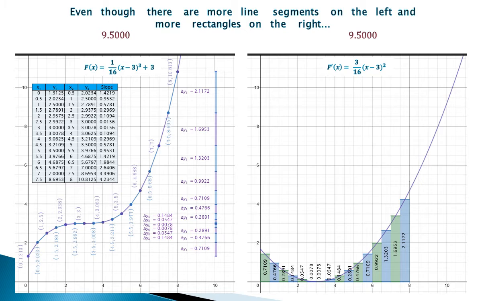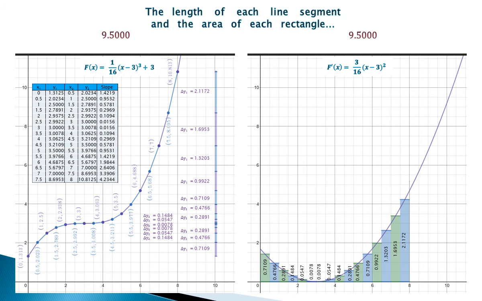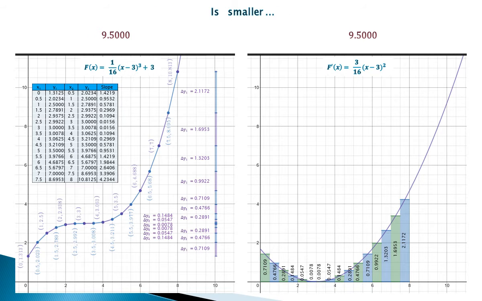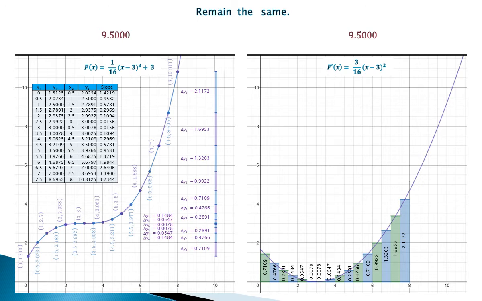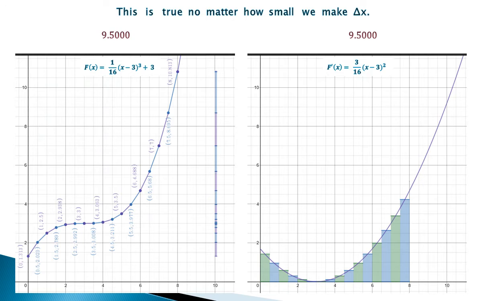Even though there are more line segments on the left and more rectangles on the right, the length of each line segment and the area of each rectangle is smaller, so the net sum of the lengths and the net sum of the areas remain the same. This is true no matter how small we make delta x.